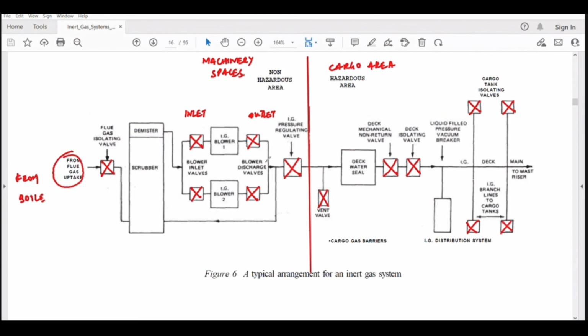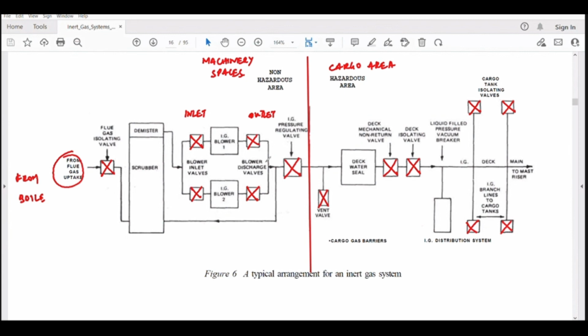About the deck seal, about the scrubber, and about the PV breaker, we will talk separately, but this is a block diagram. At least this one you have to make and come. If the question comes regarding a block diagram, are we okay? Yes, sir. Do you think it is manageable now? Yes, sir.